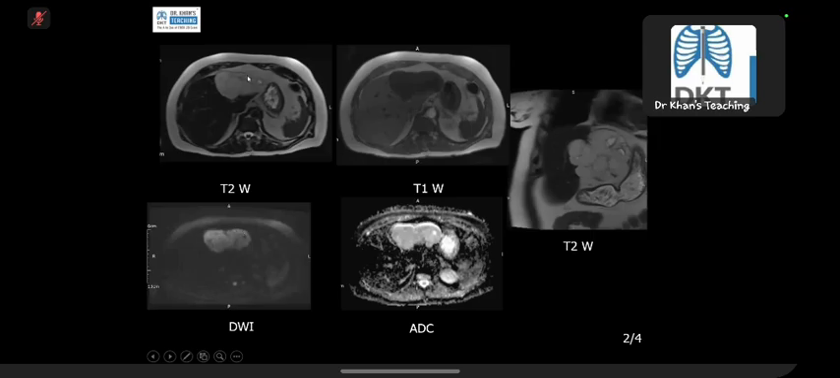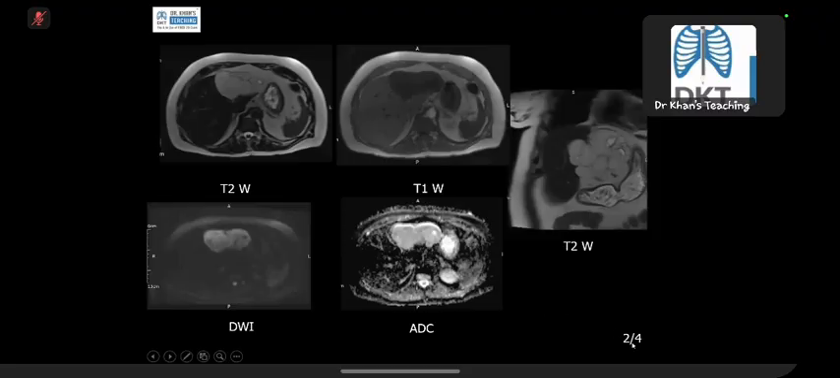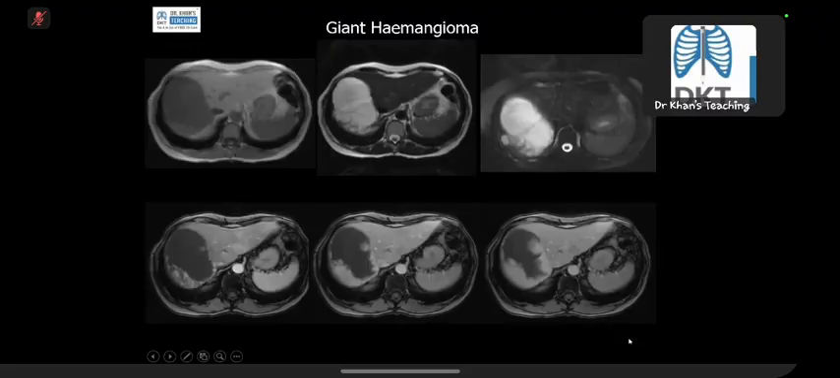So one point is that on a T2 weighted sequence, this is the lesion, quite a large lesion, and there is a scar also. It shows restricted diffusion. It is bright on DWI, and I have told you that this is a feature of malignant lesions, except for hemangioma, right?